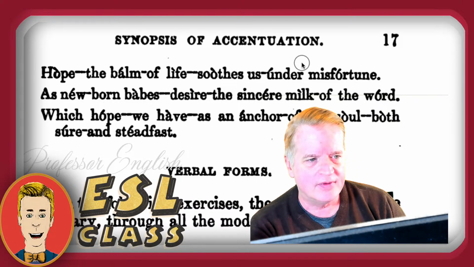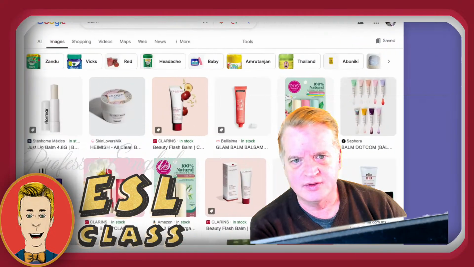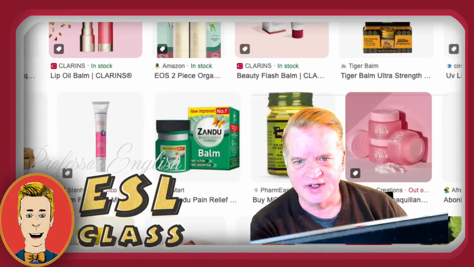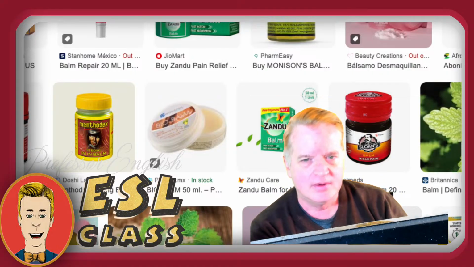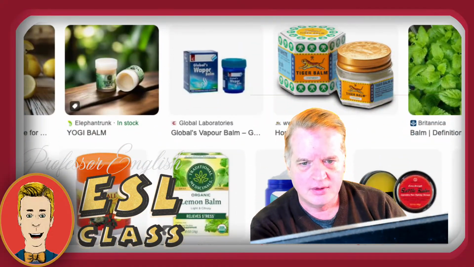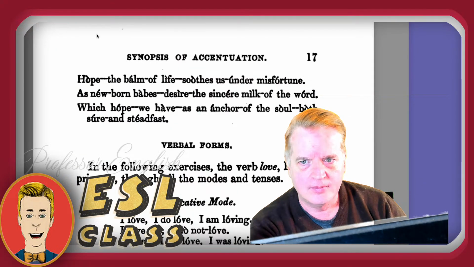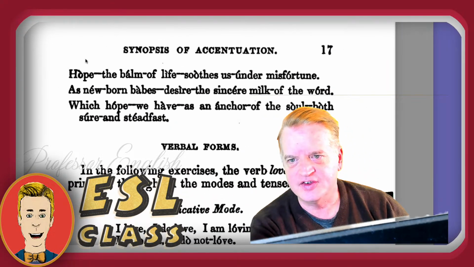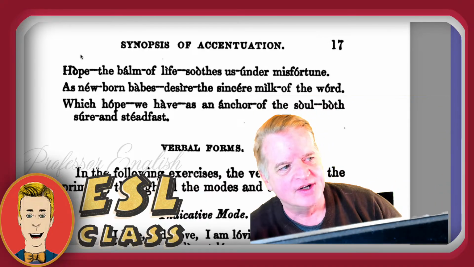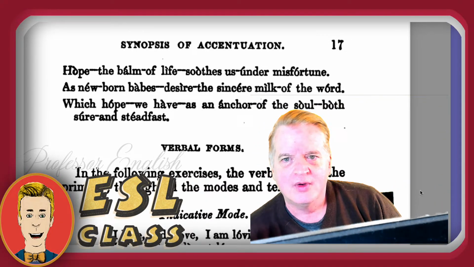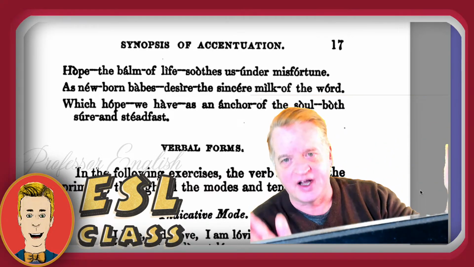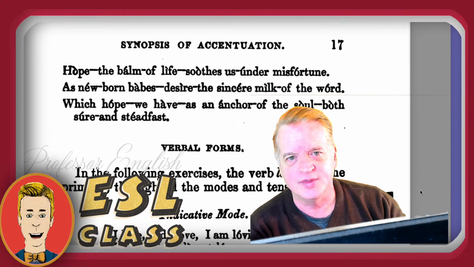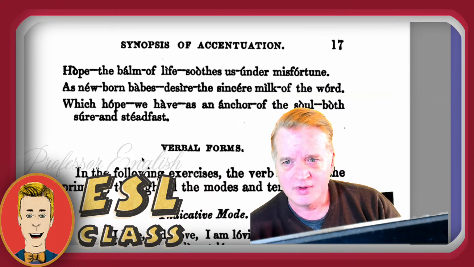Balm is like a cream that you put on your skin to make it feel better. I'm just going to show you some pictures. So it's like medicine for your skin. You rub it on your skin, or you put it maybe on your lips, and it's like medicine. Hope, the balm of life. So hope is like the medicine for life. To make your life feel better, you have hope. All right, so that's the illustrative part. So that's the part you focus on. Hope, the balm of life, soothes us under misfortune.